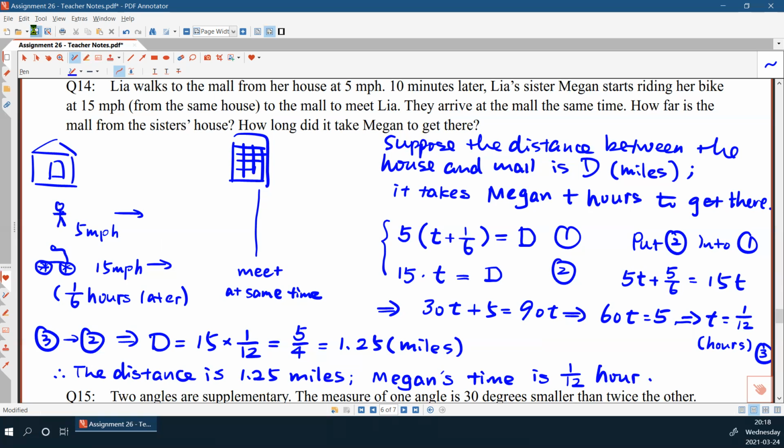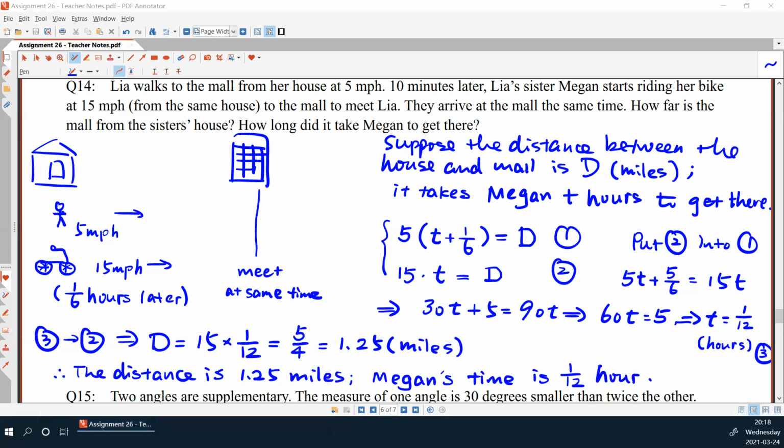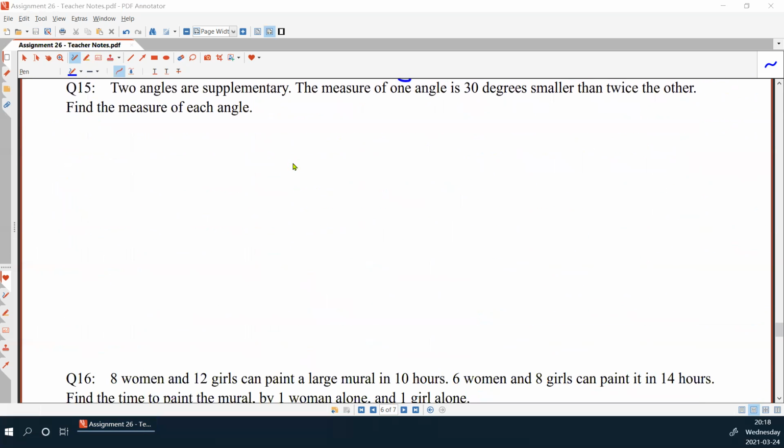All right. Any questions? No? Okay. Let's see question 15. Two angles are supplementary. The measure of one angle is 30 degrees smaller than twice of the other. Find the measure of each angle.